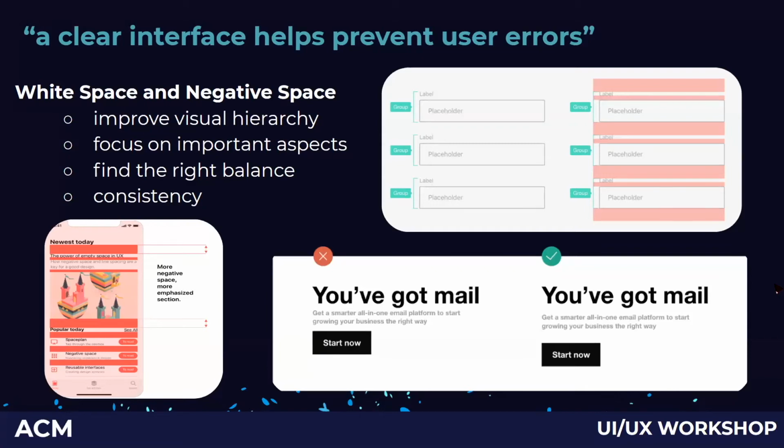Okay, so when it comes to typography, a clear interface helps prevent user errors, right? So any design you create should help prevent user errors. How should we do that? One of the things we can do is white space and negative space. It's basically the same thing, but they improve visual hierarchy.